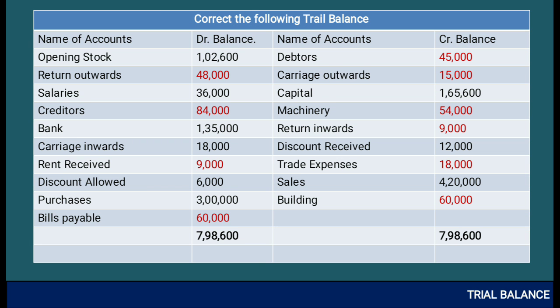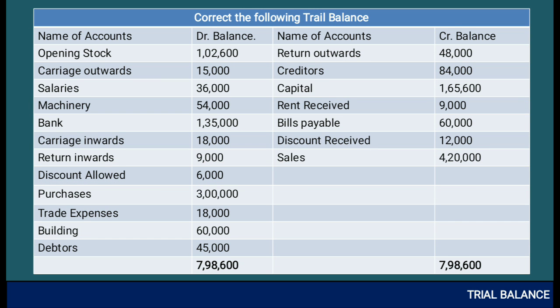Okay, all the items having a credit balance we have to write on the credit side, and all the items having a debit balance we have to record on the debit side. So once you rectify them, that will be the answer. Opening stock, carriage inward, carriage outward, salaries, machinery, bank, return inwards, discount allowed, purchases, trade expenses, building, debtors. These are the items which will appear on the debit side.